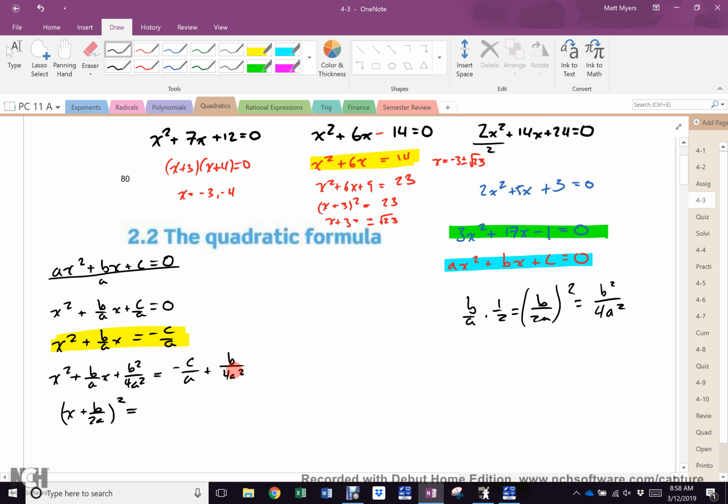What has to happen here? What's wrong with that? It's not a common denominator. Can we make it a common denominator? What would I have to multiply that by to get that? 4A. So what do I have to multiply that by? 4A. So negative 4AC plus B squared, yeah. Everybody cool?